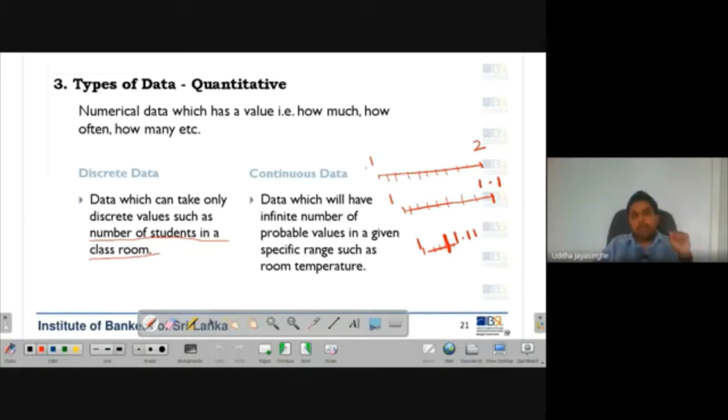But when you come to continuous data, the only difference is that it has an infinite number of data points in between. Say between 1 and 2, there could be 1.1, 1.111. Likewise, it will not have a limit. Those are the two broader types of quantitative data.